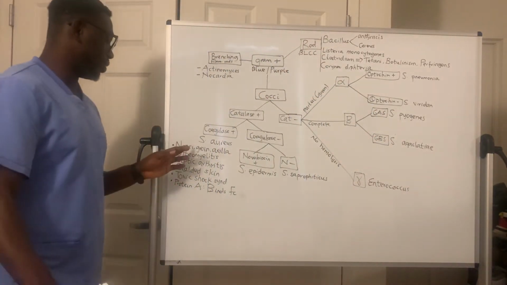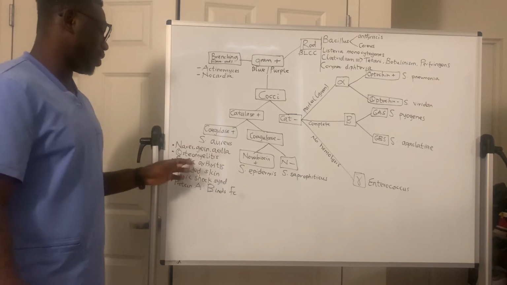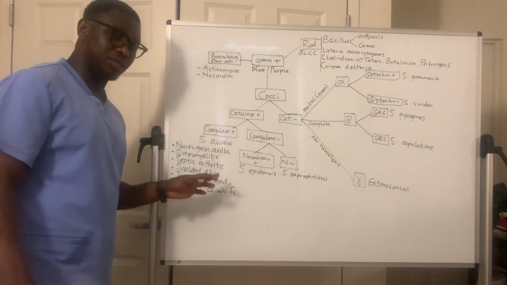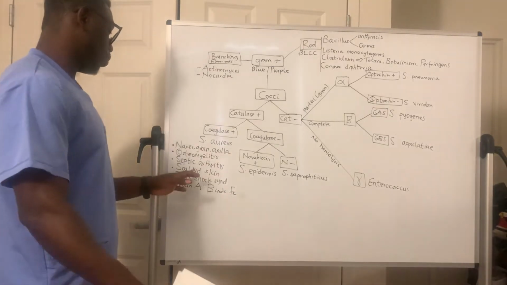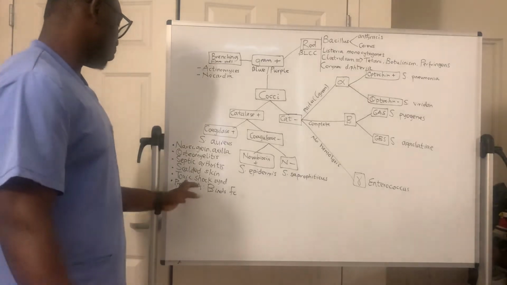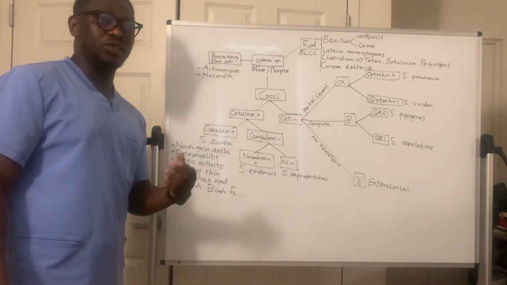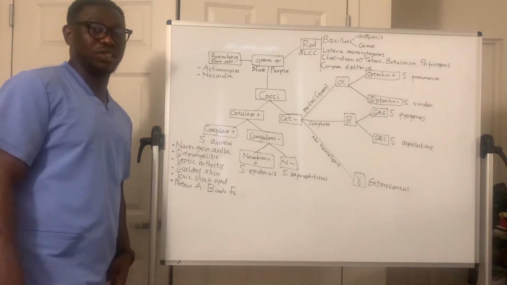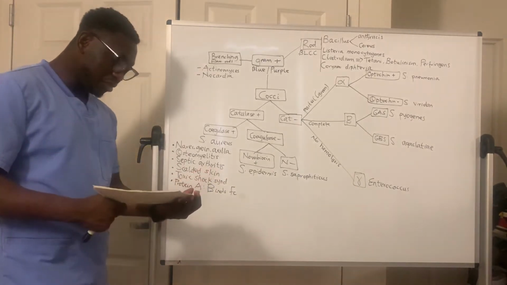So high yield points: they attack the nerves, groin, axilla, osteomyelitis. The most common cause of osteomyelitis and septic arthritis in adults. They cause scalded skin syndrome, toxic shock syndrome, which is usually due to tampon use. And then we have protein A, which is their virulence factor. How can we treat this?